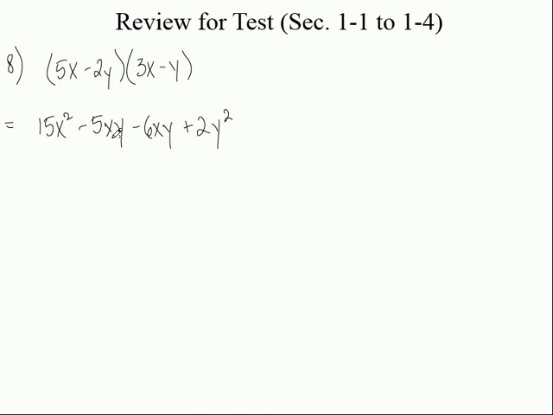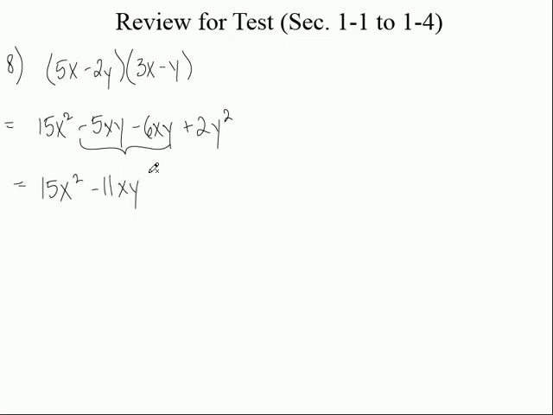Now, do we just leave it like that and circle it? No, we always look to see if there's like terms. Are there any like terms here? Absolutely, the two in the middle. All right, so those are like terms. We've got to add those together. So we keep this the same. Now remember, when we add like terms, we just add the coefficients and keep the term the same. So it's negative 5 minus 6, which is negative 11.